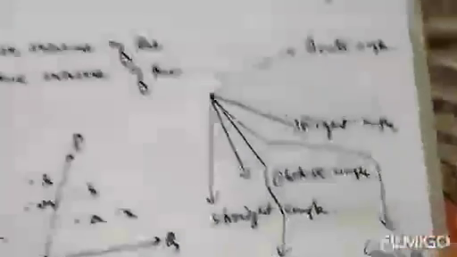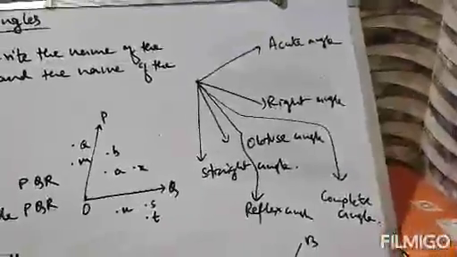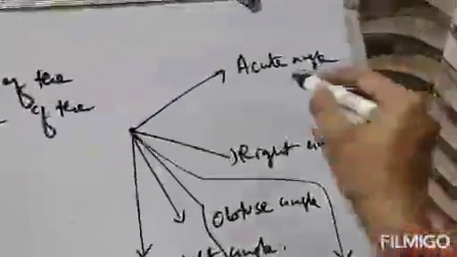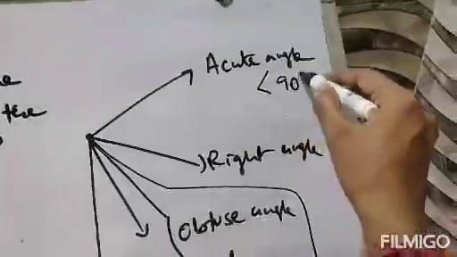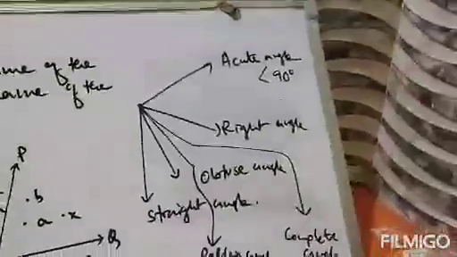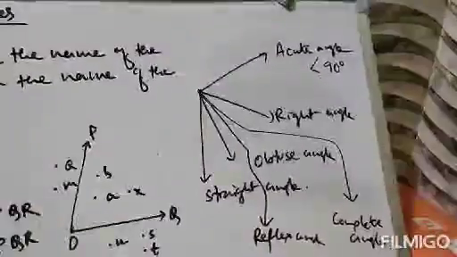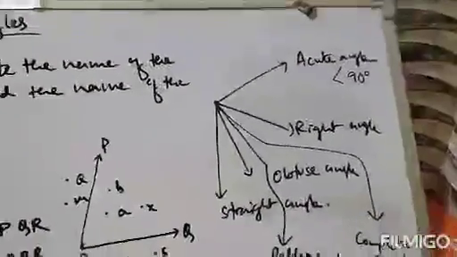Complete angle. Now talking about acute angle, an angle which is less than 90 degrees. Less than 90 degrees, that is your acute angle. Suppose 45 degrees, 30 degrees, 60 degrees, all angles are less than 90 degrees. That is an acute angle.